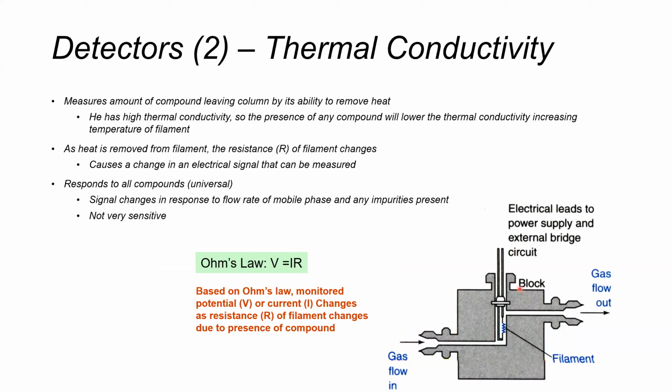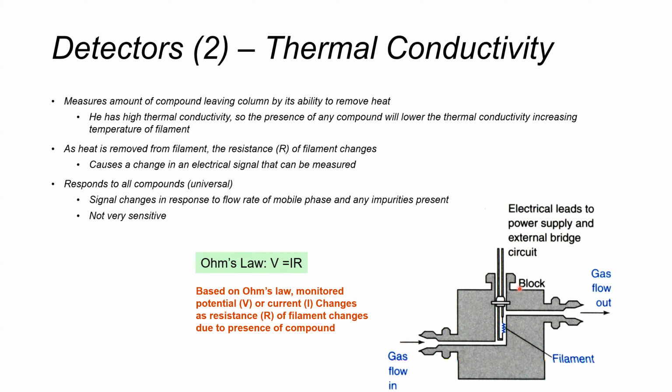Detectors: thermal conductivity. This measures the amount of a compound leaving the column by its ability to remove heat. Helium has a high thermal conductivity, so the presence of any compound will lower the thermal conductivity, increasing the temperature of the filament. As heat is removed from the filament, the resistance of the filament changes. This causes a change in electrical signal that can then be measured, because ultimately, most of the time, what we're doing is measuring electrical signals.